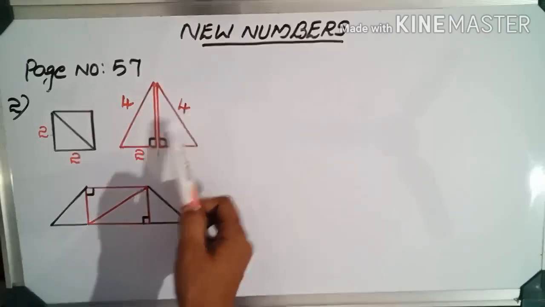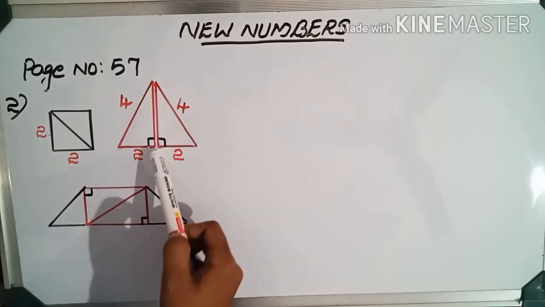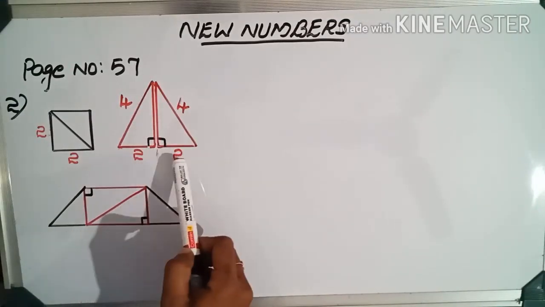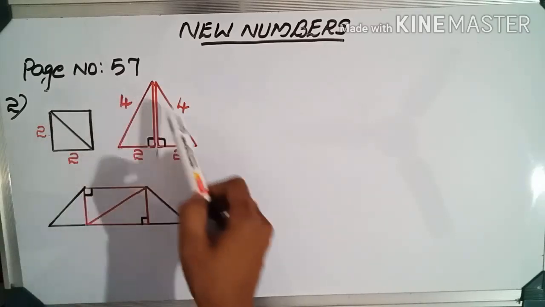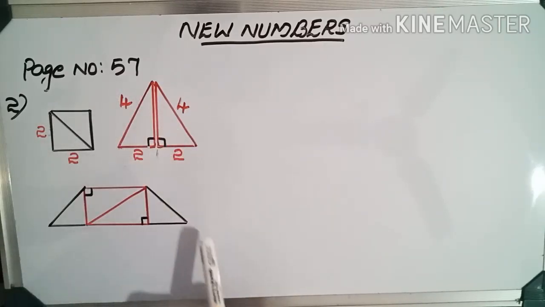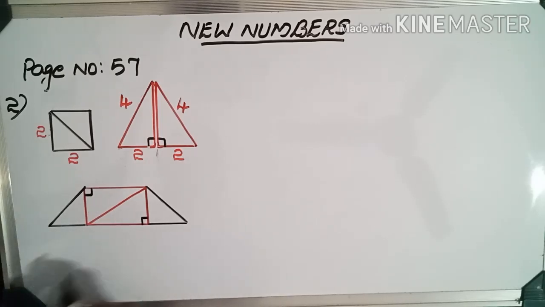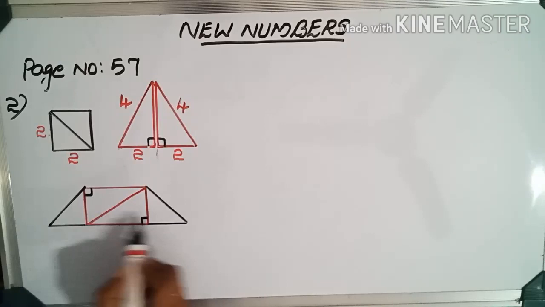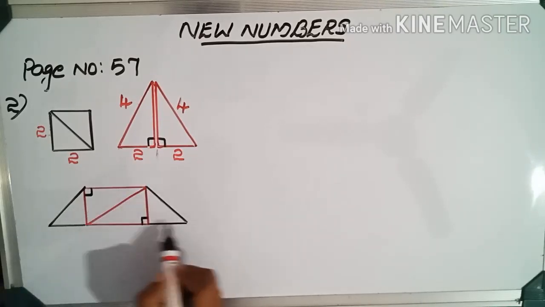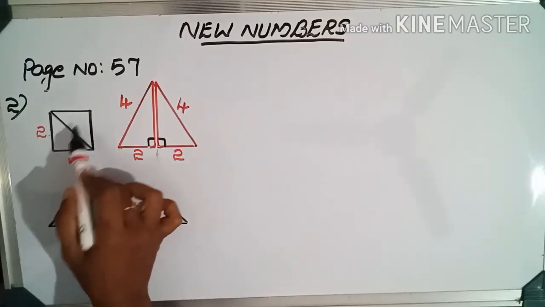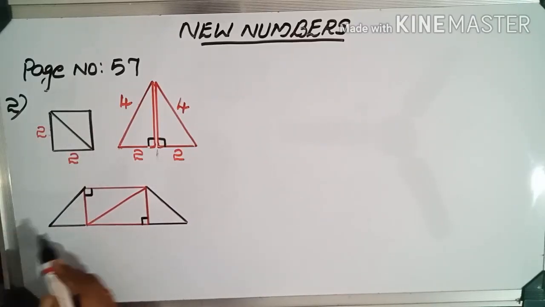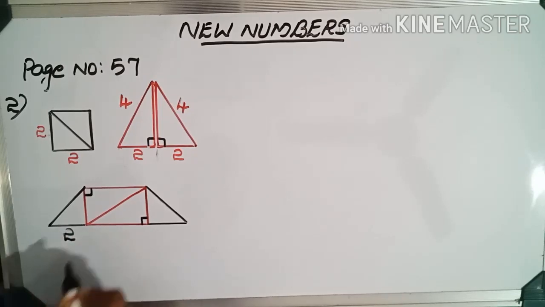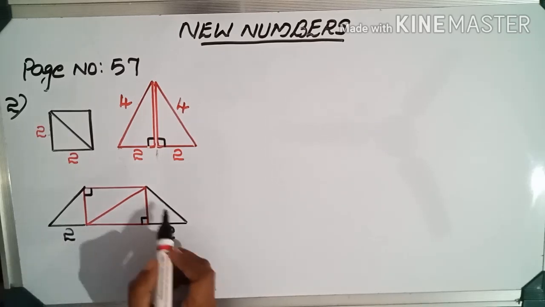So 4 here, 4 here, the base also totals 4 and it is divided into 2 equal halves. That's why 2 here, 2 here. Now by joining all these parts, a trapezium is made. Here we have to find the area and perimeter of this trapezium. When you check these two parts, the square parts, this base here will be 2, and here also 2.